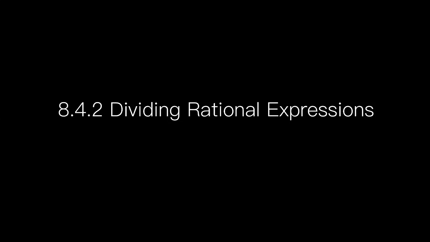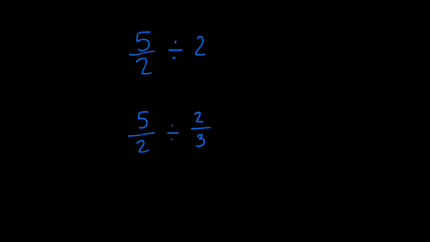Dividing rational expressions isn't really any different than multiplying, because division is just a rearrangement of multiplication. 5 over 2 divided by 2 is the same as 5 over 2 times 1/2. Right? Or if we wanted to do 5 over 2 divided by 2/3, that's the same as 5 over 2 times 3/2. To divide by a fraction, we flip what we're dividing by and then just multiply. So we turn it into something that we already know how to do.